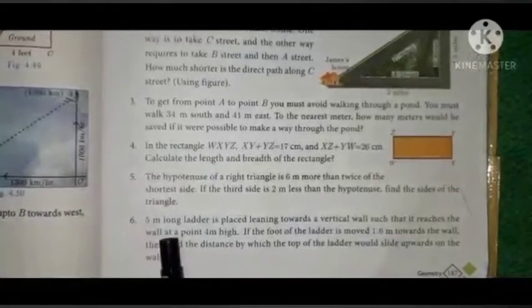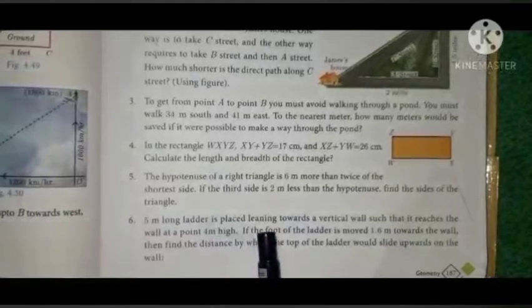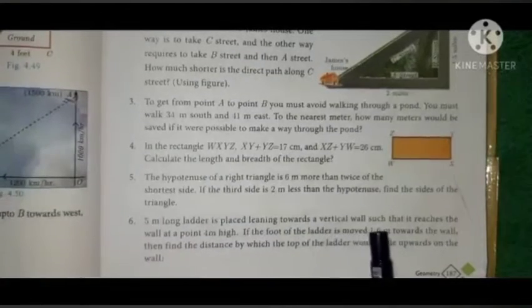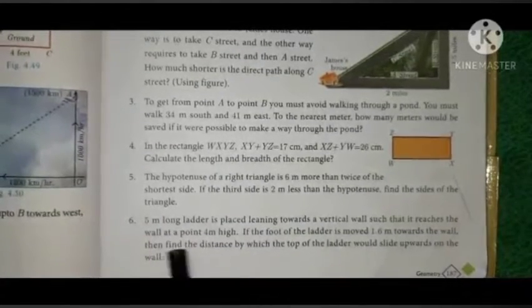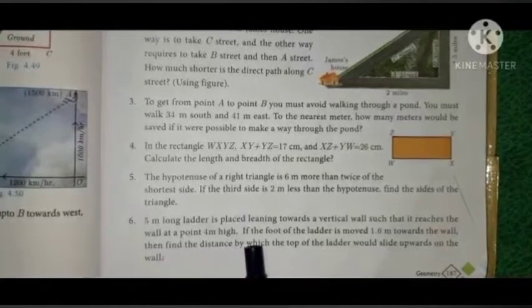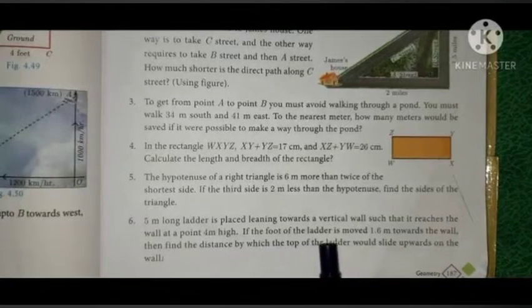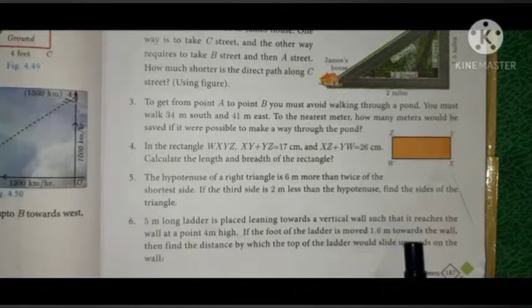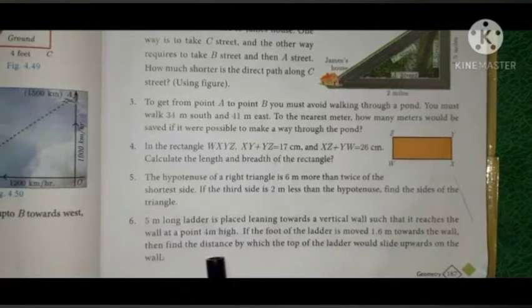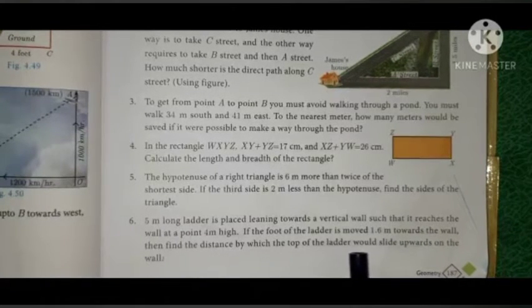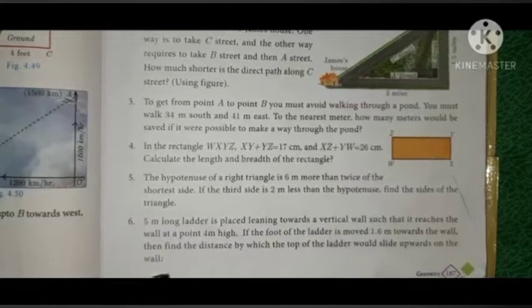Sixth sum. A 5 meter long ladder is placed leaning towards a vertical wall such that it reaches the wall at a point 4 meter high. If the foot of the ladder is moved 1.6 meter towards the wall, then find the distance by which the top of the ladder would slide upward on the wall.